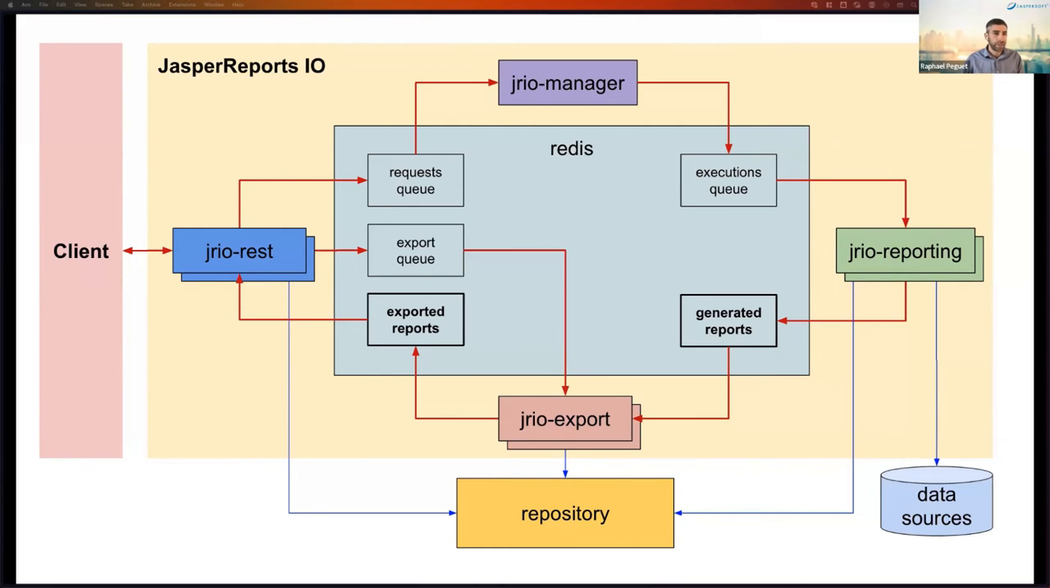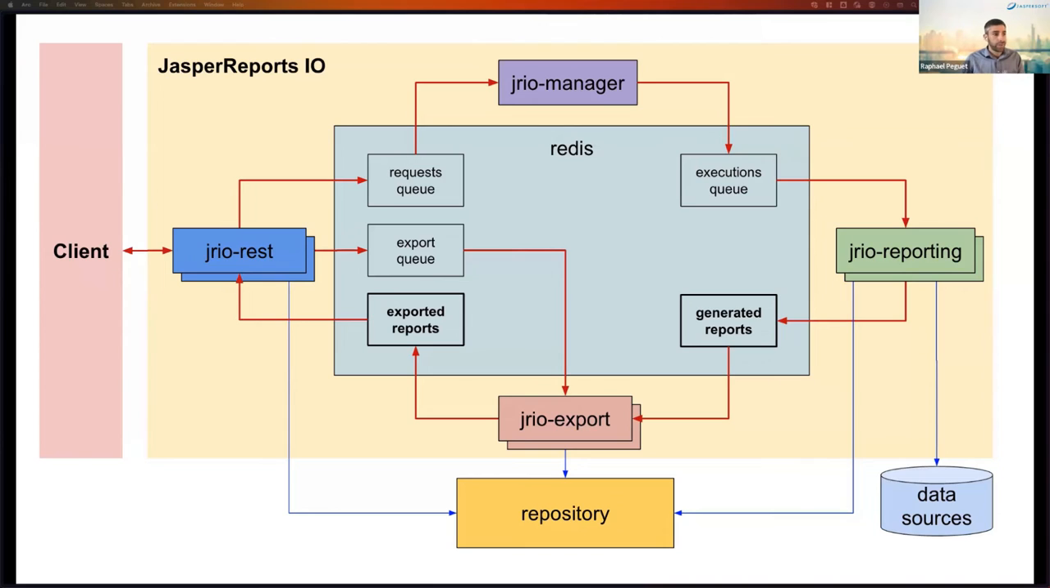And in this architecture, the caching mechanism is managed by Redis, and only the JIO reporting needs access to the data sources. So an architecture like this really optimizes. If you get a few requests at the same time, but it takes a long time to produce the report for any reason, maybe a lot of data, then we can scale only the JIO reporting pods so that we can produce these reports quickly, even though each report may take a few minutes to run.